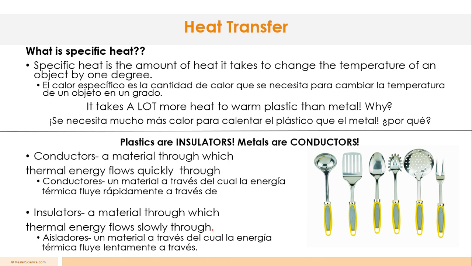What is specific heat? Specific heat is the amount of heat it takes to change the temperature of an object by 1 degree. It takes a lot of heat to warm plastic and less heat to warm metal. But why? Well, plastics are insulators and metals are conductors. Conductors are materials through which thermal energy will flow quickly. Insulators are materials through which thermal energy will flow slowly.